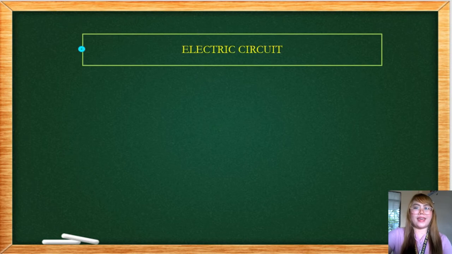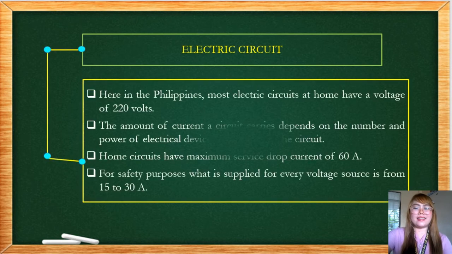Here in the Philippines, most electric circuits at home have a voltage of 220 volts. The amount of current a circuit carries depends on the number and power of electrical devices connected to the circuit. Home circuits have maximum service drop current of 60 amperes. But for safety purposes, what is supplied to every voltage source is from 15 to 30 amperes.